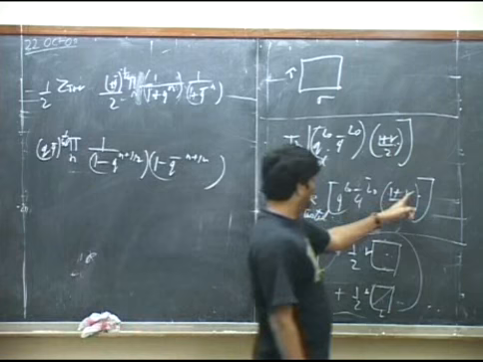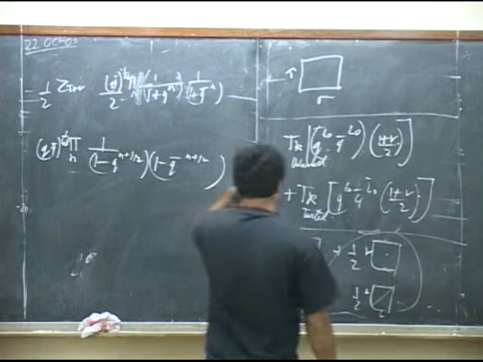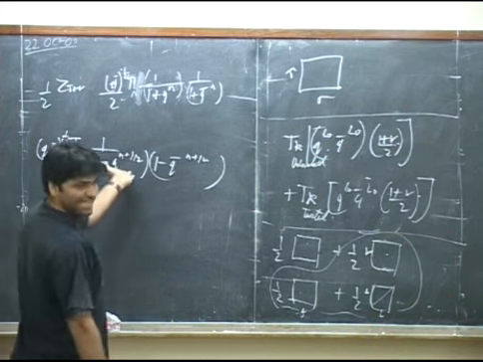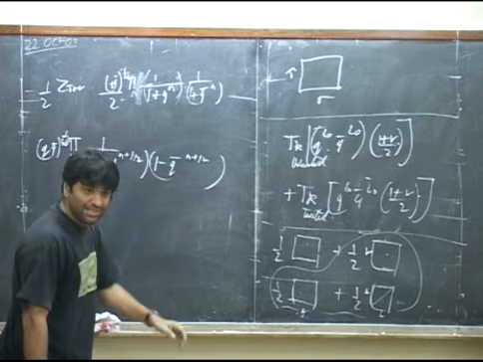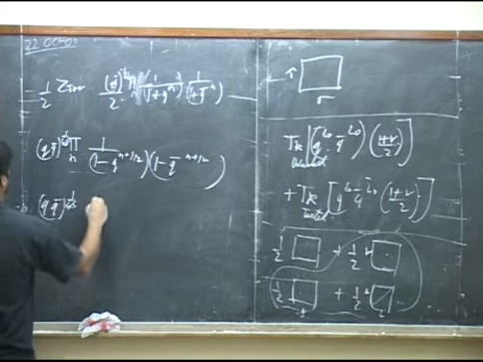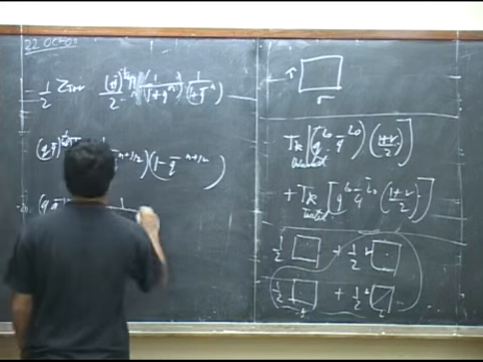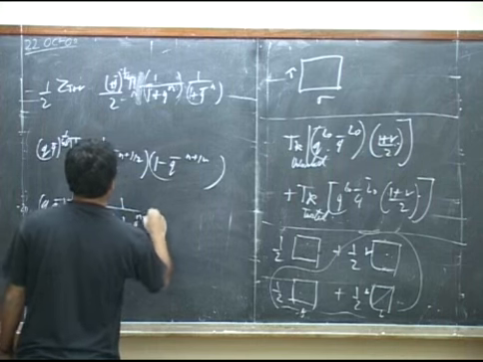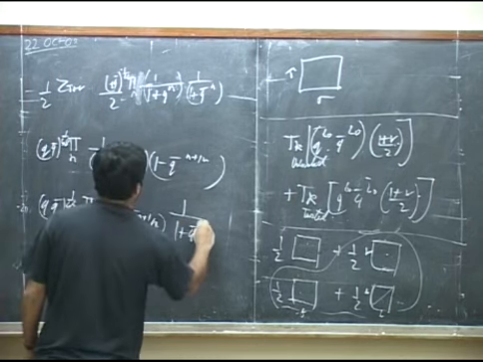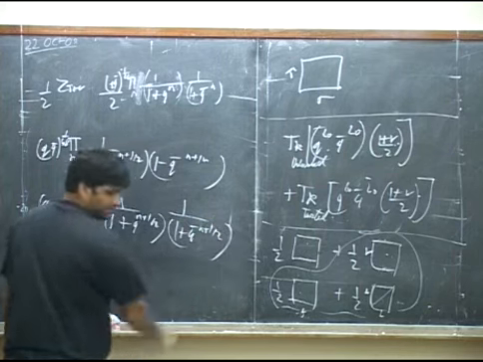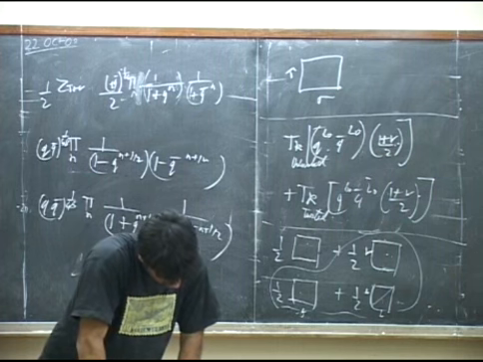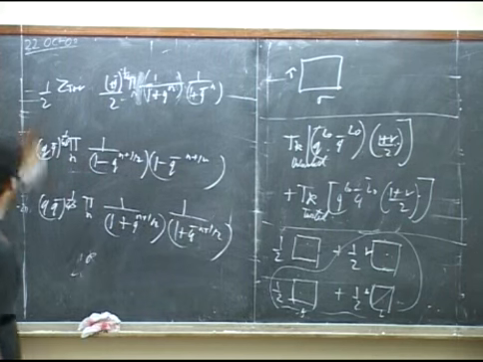And finally, there's this term. Okay? That term, all is the same thing here, but with the minus signs of these oscillators. So we get q bar to the power 1 by 48, product over n, 1 over 1 plus q to the power n plus half, and so on. And that's the answer.